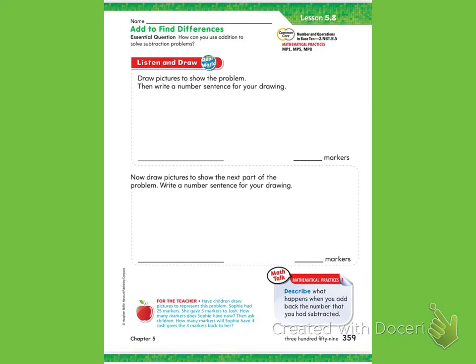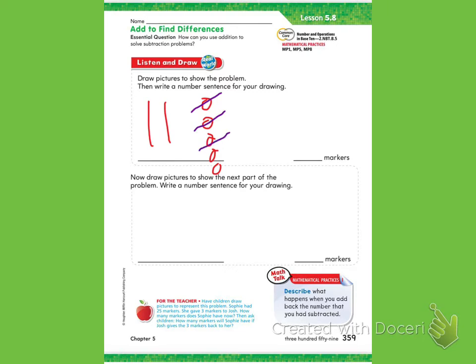So we're going to be doing a little bit of addition and subtraction in order to find our answer. The first part of the problem is that Sophie had 25 markers. If I draw this out, I would have 2 10s and 1, 2, 3, 4, 5 ones. 25 markers. Now, let's say she gives 3 markers to Josh. So if she gives 3 markers to Josh, we would be subtracting. So I'm just going to cross off 1, 2, 3.